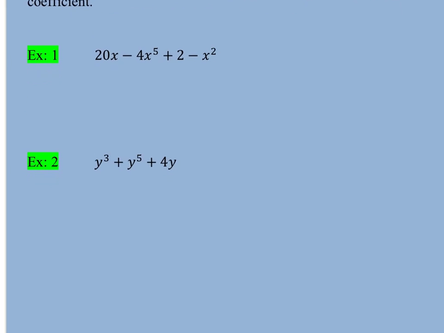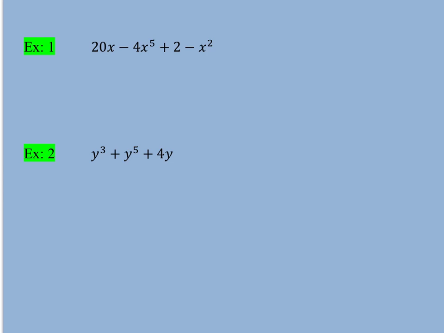So for example 1, let's find the degree of each of our terms. For this term, if you look at the exponent, you can't see it, so it's understood that the x has an exponent of 1, so this has a degree of 1. The next term has an exponent of 5, so there's no need to add anything together. The next term is a constant, and so remember, constants always have a degree of 0. And then the last term has an exponent of 2, so it has a degree of 2.